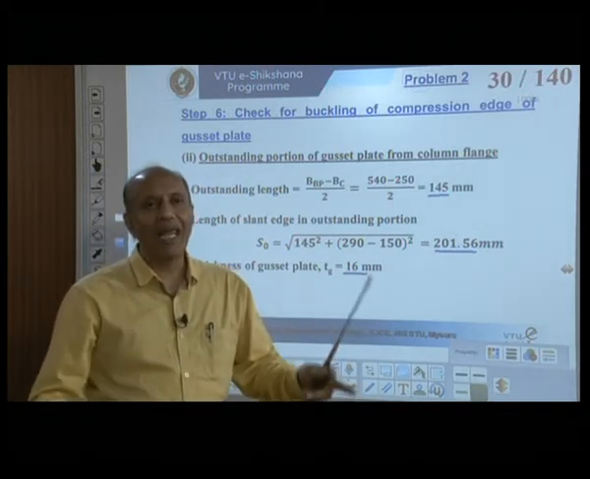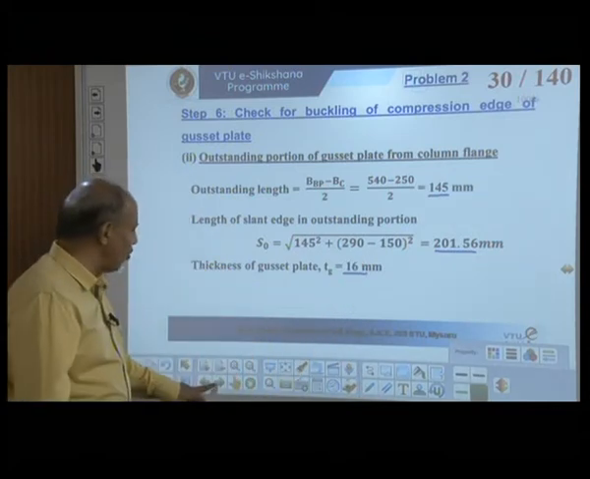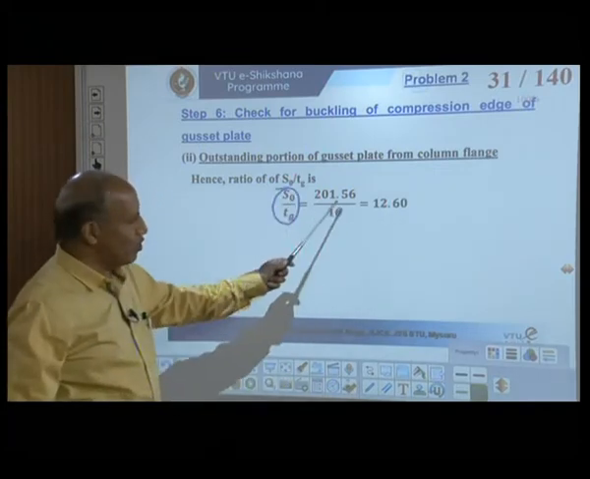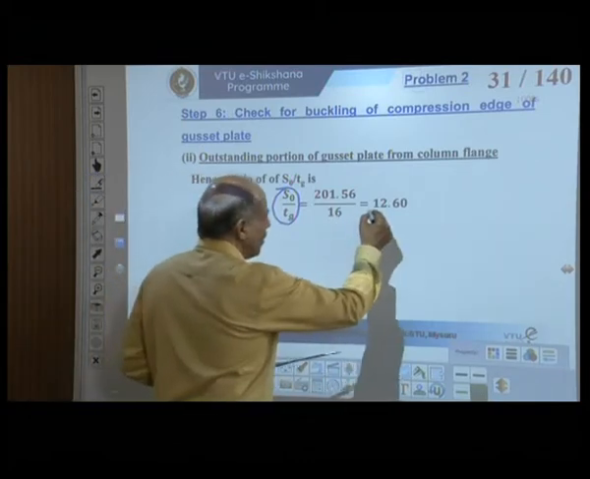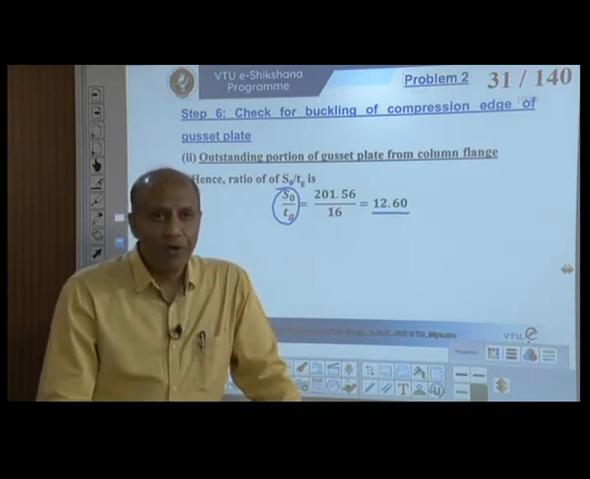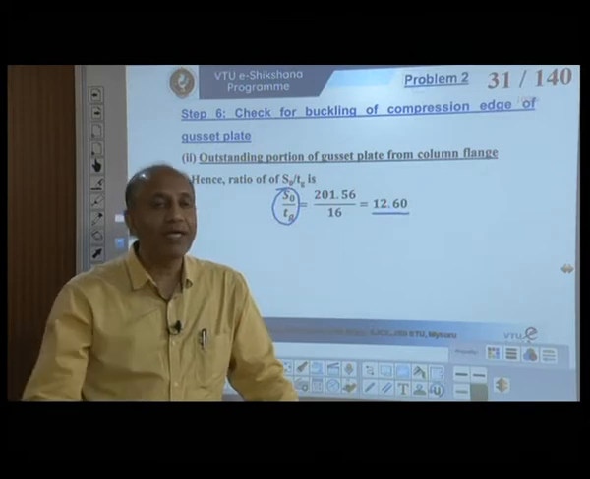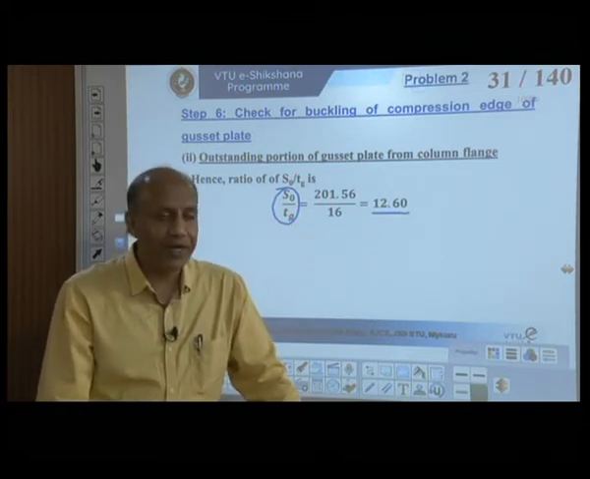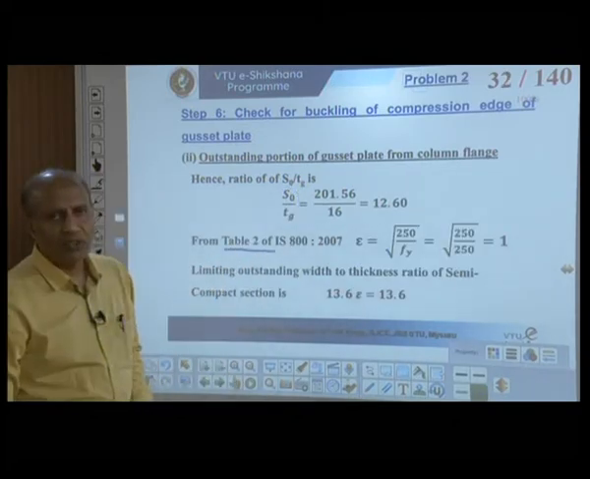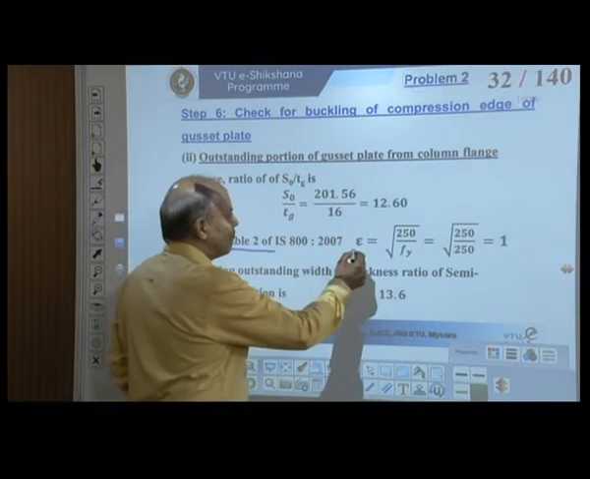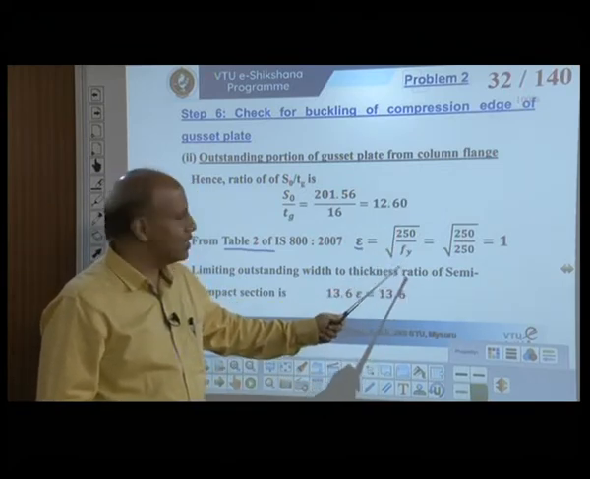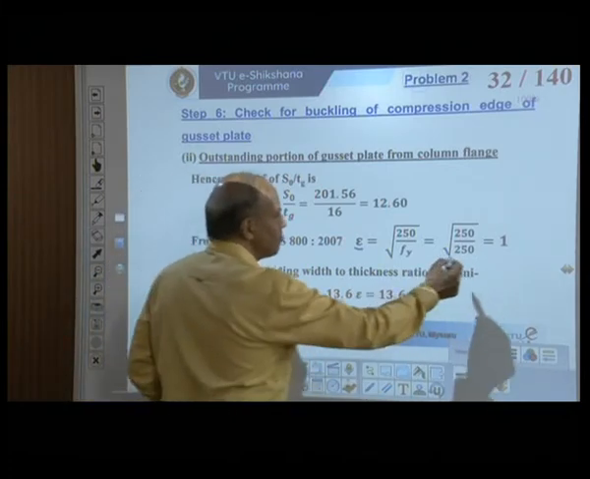Having calculated the length and the thickness, we take the ratio of these two. The ratio of the slant edge to the thickness is 201.56 by 16, which gives 12.60. Now, we have to check whether this ratio is within the permissible limit and does not fall into the slender section criteria. So, we look at Table 2 of IS 800:2007 and calculate the value of epsilon, which is the square root of 250 by Fy. The grade of steel is 250, so the value of epsilon in this case is 1.